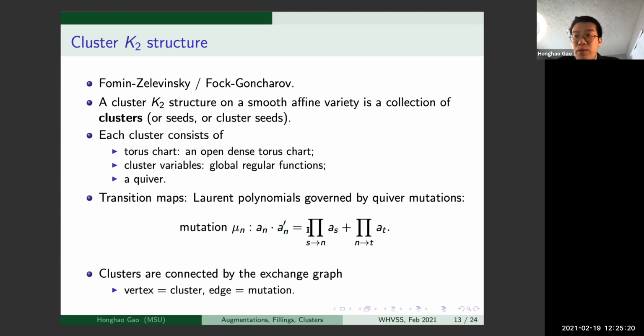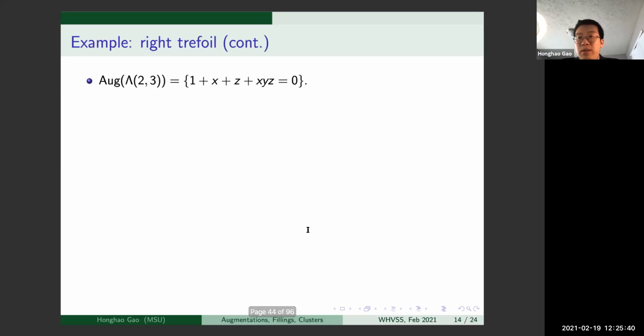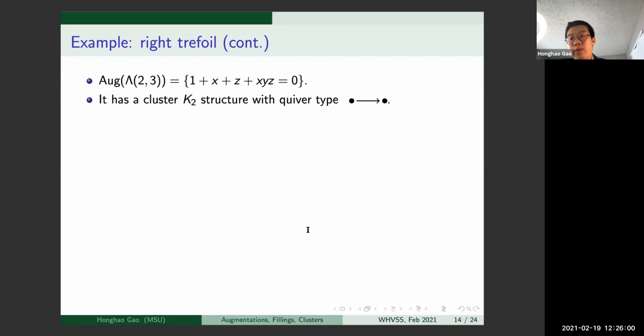And there's a combinatorial way of organizing these clusters. It's called an exchange graph, where you can just draw a connected graph where all the vertices are clusters and the edges are mutations, denoting how they are related. Okay, so back to our previous example, the augmentation variety for the right trefoil. This two-dimensional affine variety has a cluster K2 structure equipped with this quiver here, A2 quiver, two vertices, one arrow.